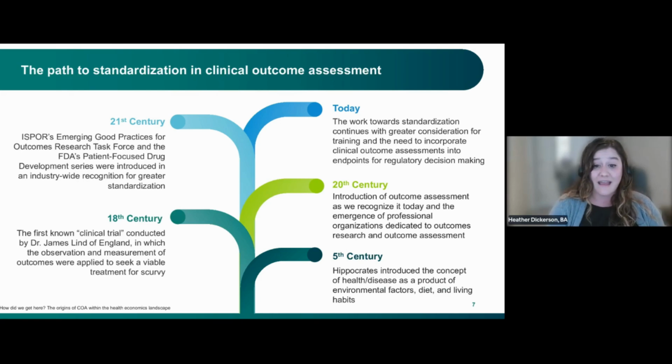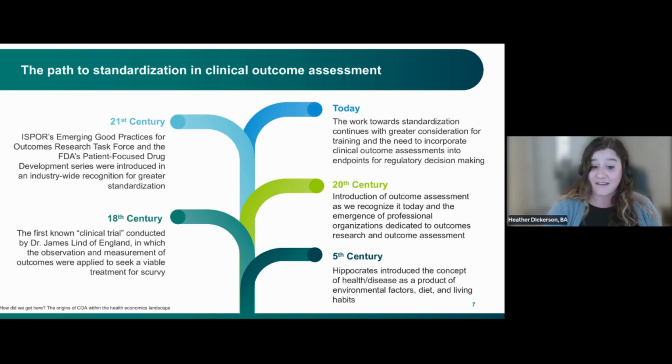These standard and best practices can best be demonstrated now by looking into the introduction of ISPOR's Emerging Good Practices for Outcomes Research Task Force, as well as the FDA's Patient-Focused Drug Development Series, both of which aim to facilitate the advancement and the use of systematic approaches to collect and then to use robust and meaningful patient-centered data.